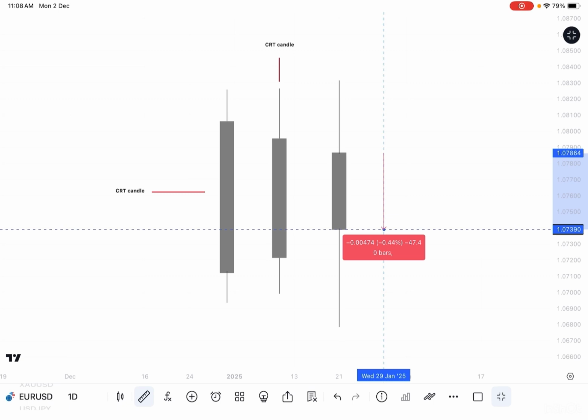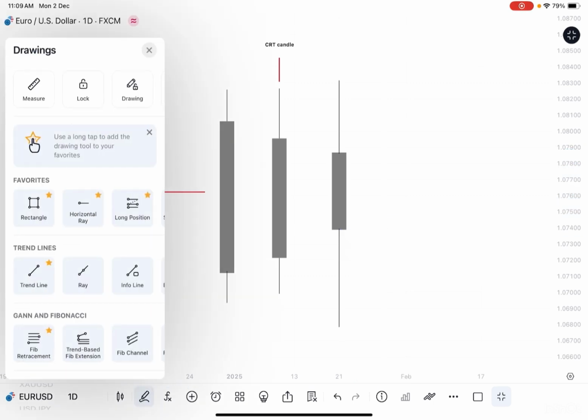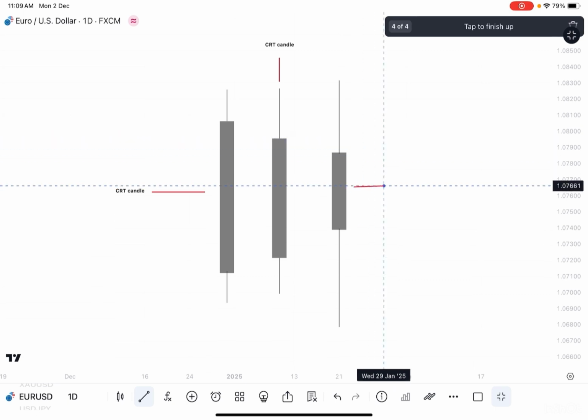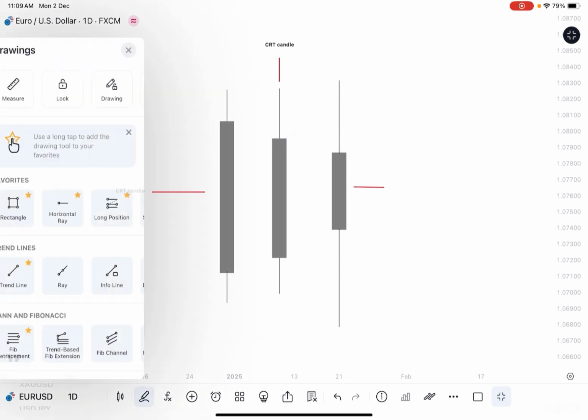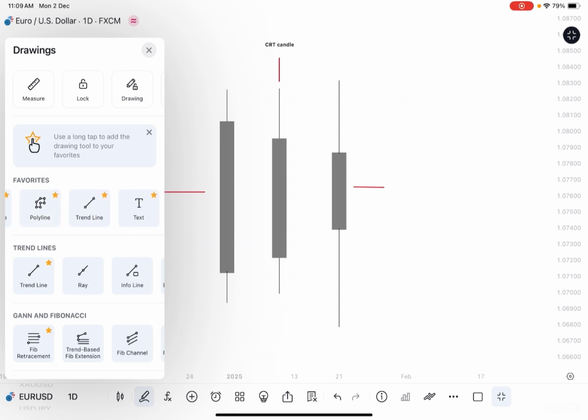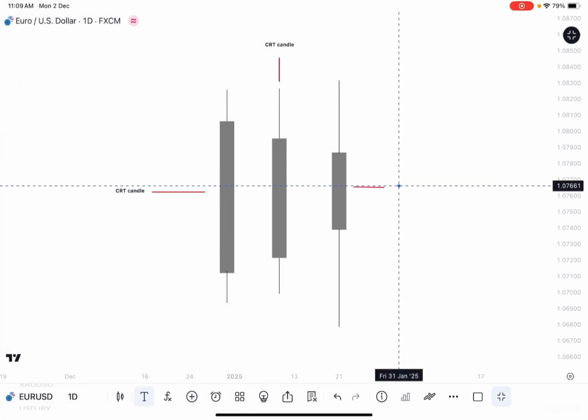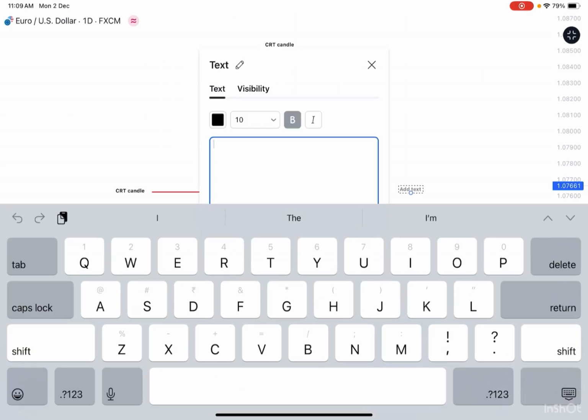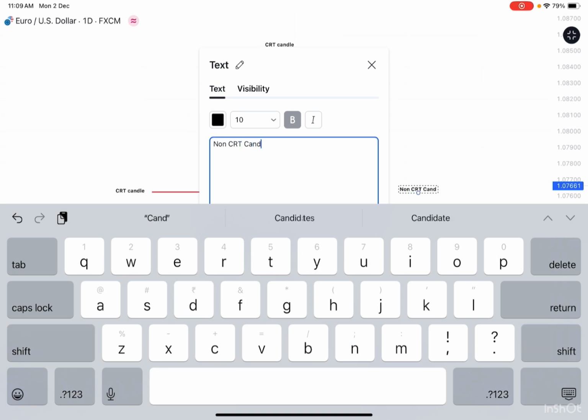Now which is greater? The length of the wick is greater than the length of the body. So from here we clearly got that this candle is not a CRT candle because the length of the body is lower than the length of the wick of this candle. So this candle is not considered as a CRT candle. So this is a non-CRT candle.